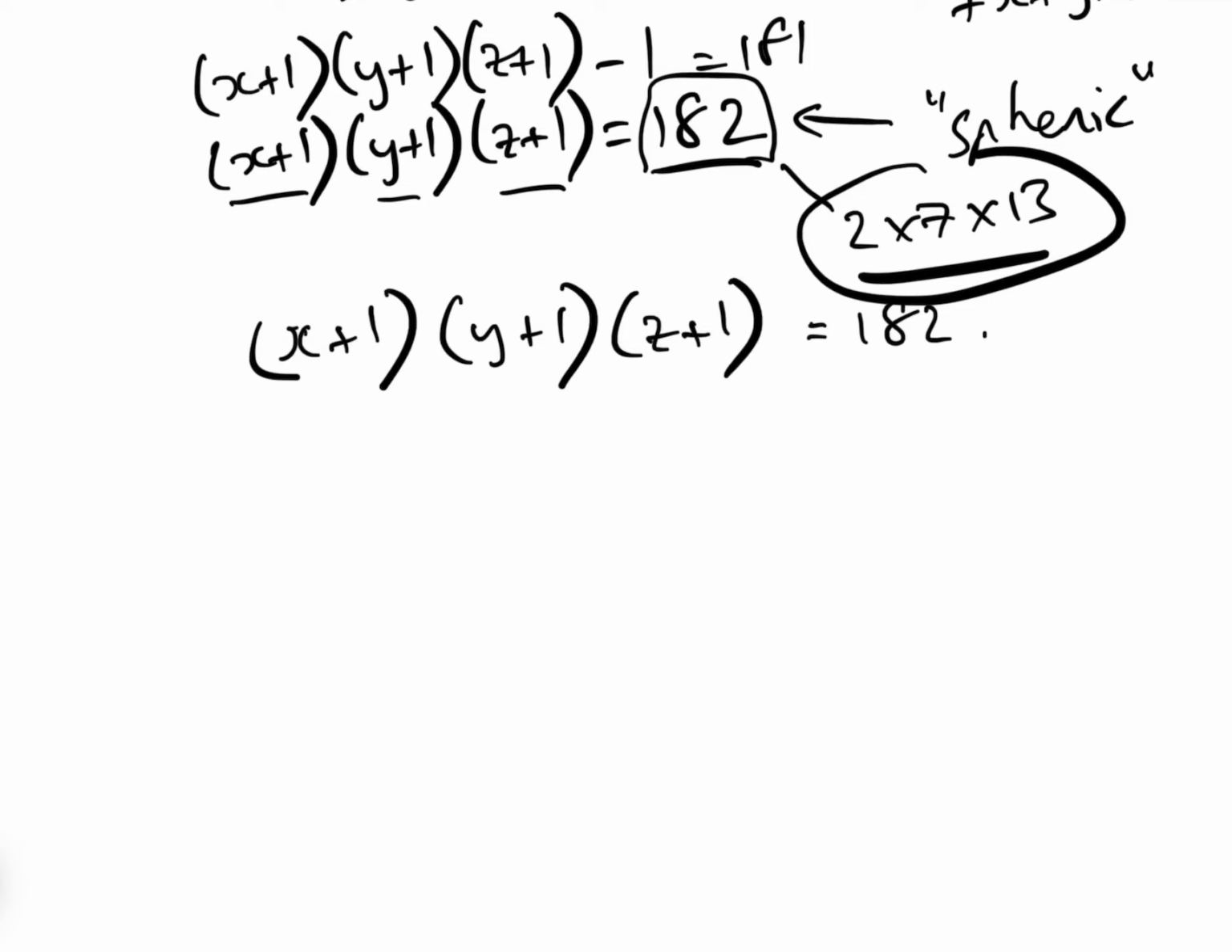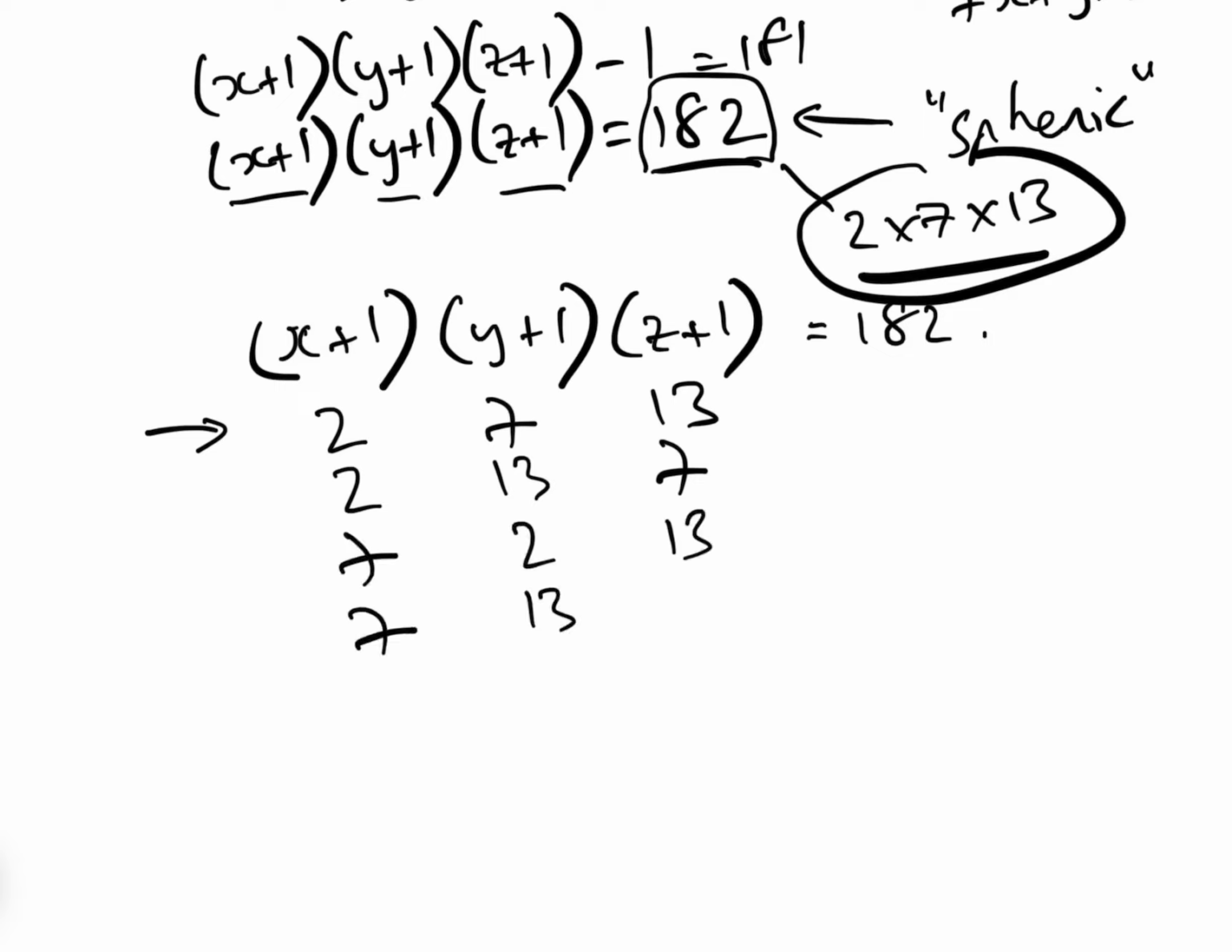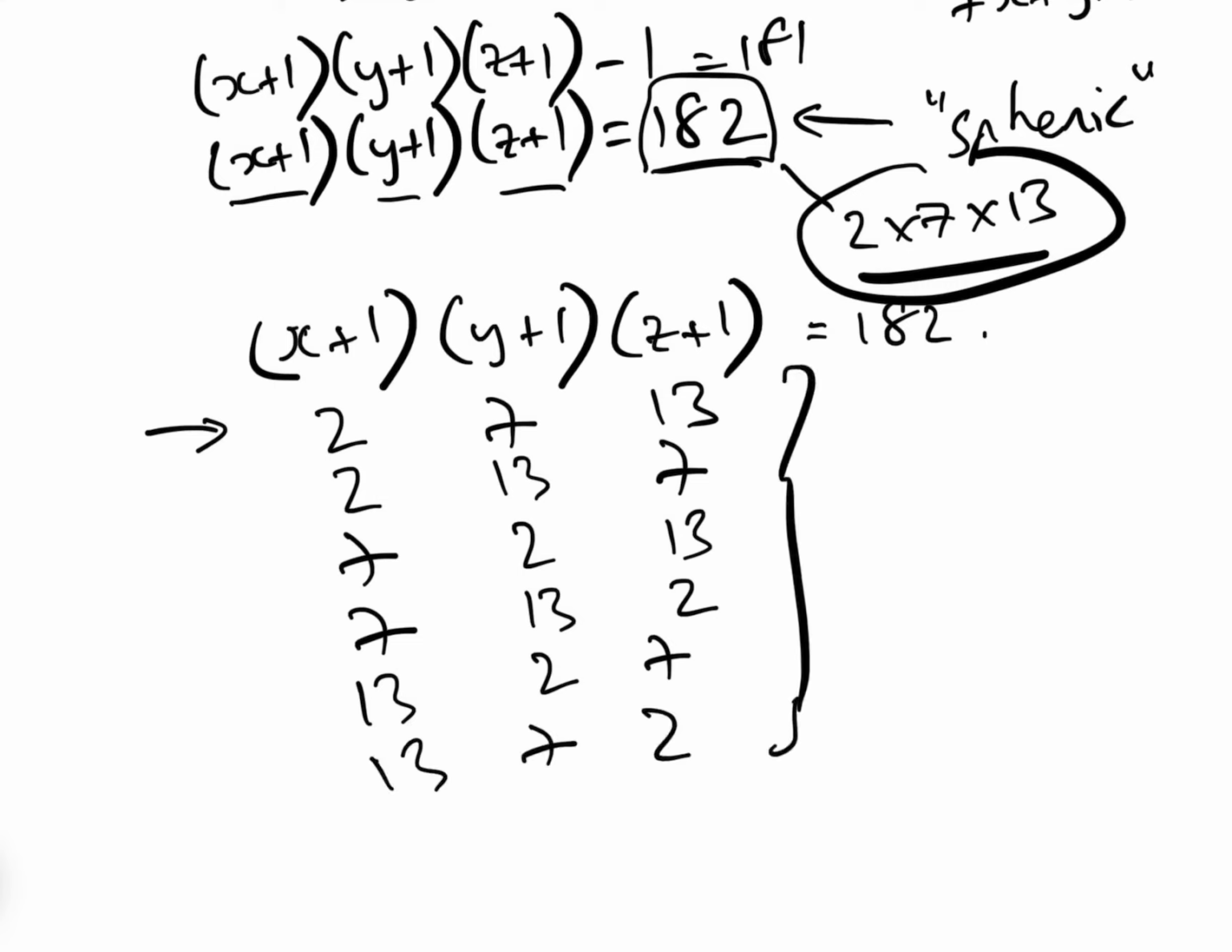Well, clearly, one solution is 2, 7 and 13, because we know that 2 times 7 times 13 is 182. So there's solution number 1. And we can permute this because x, y and z have no specifics, so we know that also we have 2, 13, 7, we have 7, 2, 13, 7, 13, 2, 13, 2, 7 and 13, 7, 2. So basically there are 3 factorial permutations there.